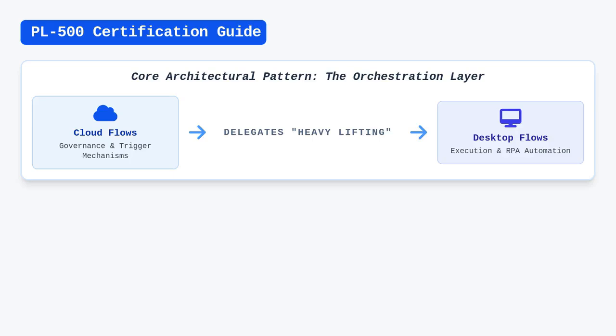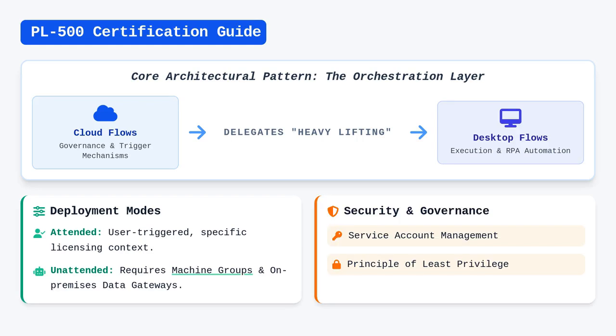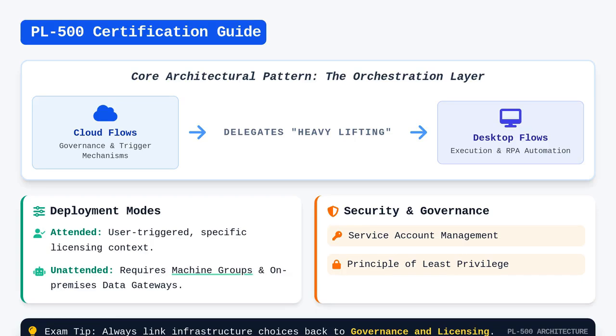You should be prepared to identify when to use attended versus unattended modes, as this decision dictates licensing, security context, and environment configuration. Remember that unattended scenarios mandate the use of machine groups and the specific infrastructure requirements of the on-premises data gateway. When considering these deployments, always link them back to the necessary service accounts and the principle of least privilege, as governance is a recurrent theme in the testing suite.